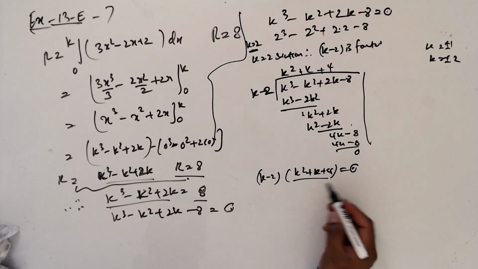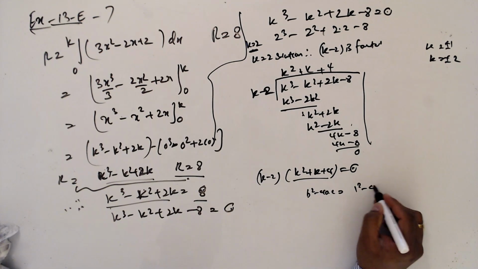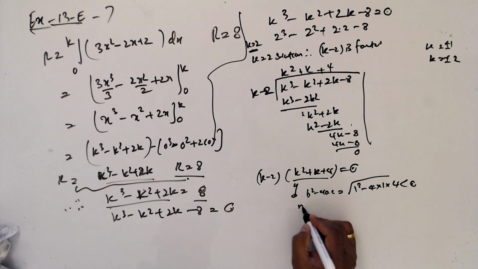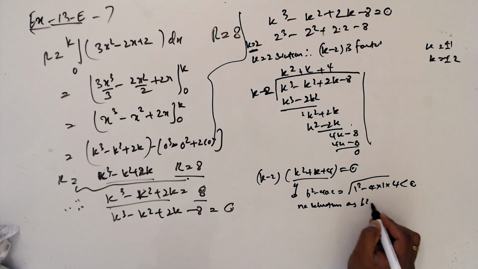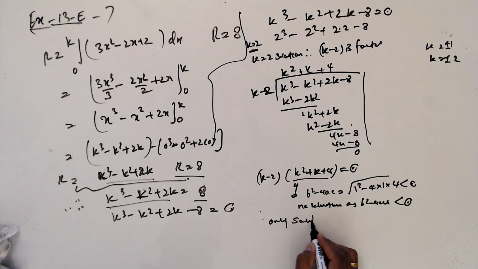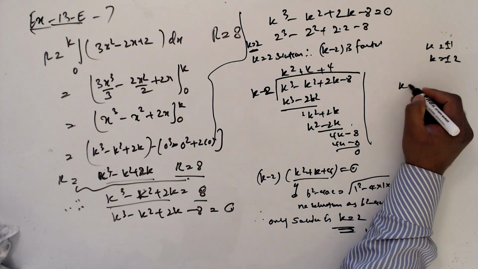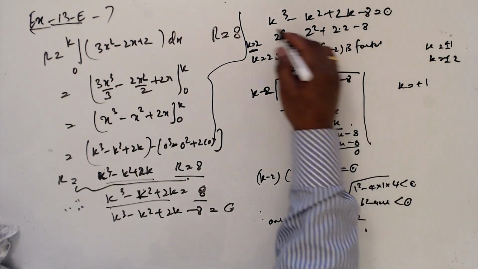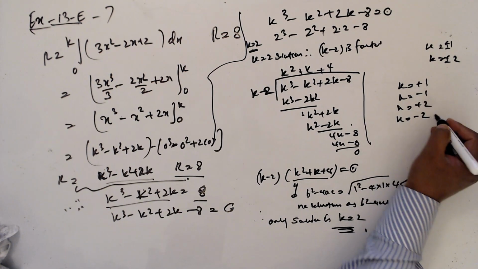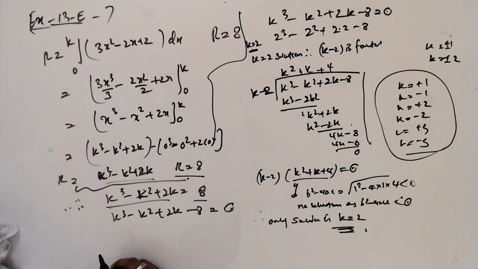Now when I check this one, I am not sure, we use b square minus 4ac. B square, 1 square minus 4 times 1 times 4 is less than 0, so there is no solution as b square minus 4ac less than 0. Hence only solution is k equal to 2. I think you can remember here, we want to put k equal plus 1 first and see whether it is making it 0, then minus 1, plus 2, then minus 2, then plus 3, then minus 3. Within this boundary, usually you will get it, but there is no guarantee for that.